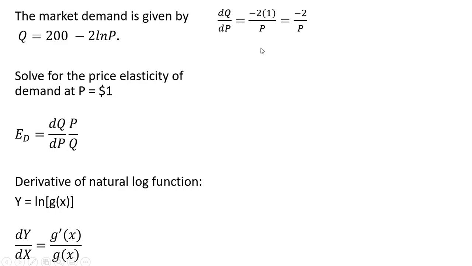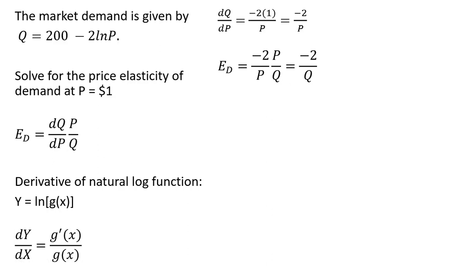So the derivative here of the demand equation with respect to price, we take this p term, move that into the denominator. That would be the g of x in this case. Then we take the derivative of p, which is just 1, and that 1 is being multiplied by the minus 2 in front. And so we have our derivative result.